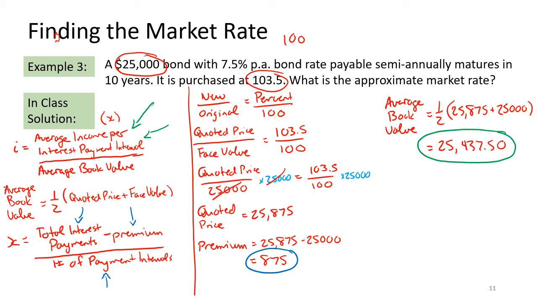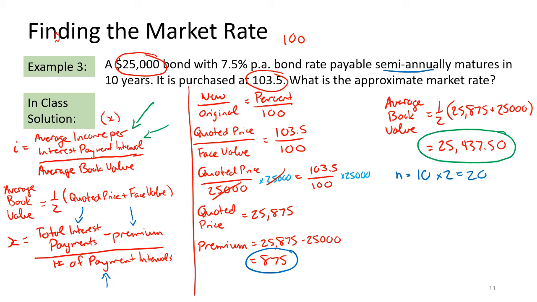Our number of payment intervals is also an easy number to calculate. It's the same as the value of n. So in this case, it's a 10-year bond, and payments are semi-annual. So 10 times 2 is equal to 20. So we know our number of payment intervals is 20.